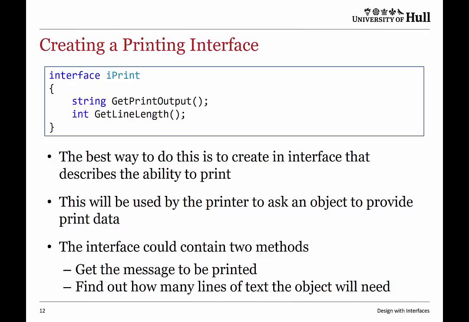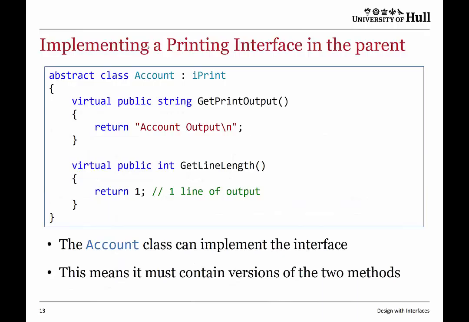Okay, and that's where interfaces get really powerful. Because what I do is I take my abstract account class, I say, okay, you implement the iPrint interface. And what that means is that somewhere in a class that is an account, we have a getPrintOutput method and a getLineLength method.